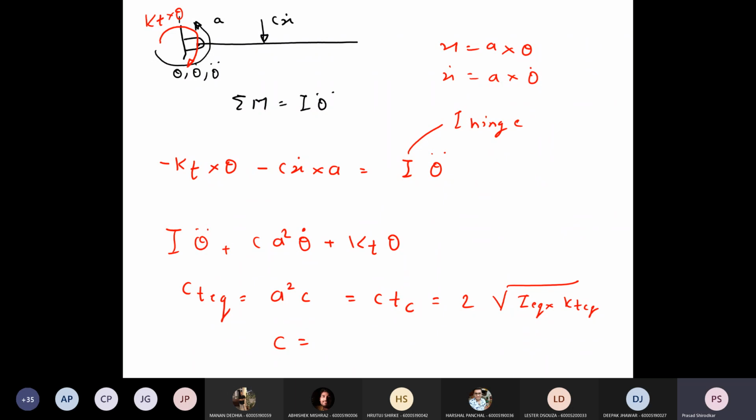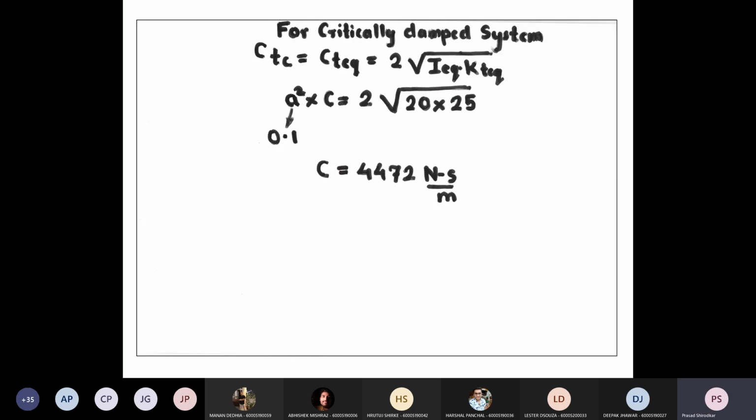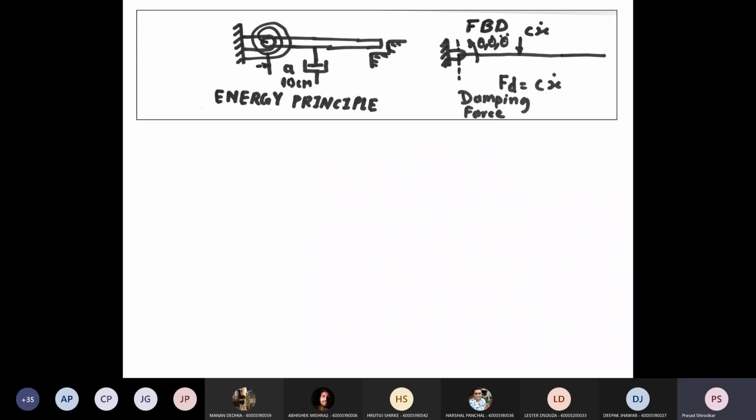All right, so many of you have got it correctly. So C torsional, the value of C is 4472 Newton second per meter. All right. So now let's see if we can solve it by the energy method.